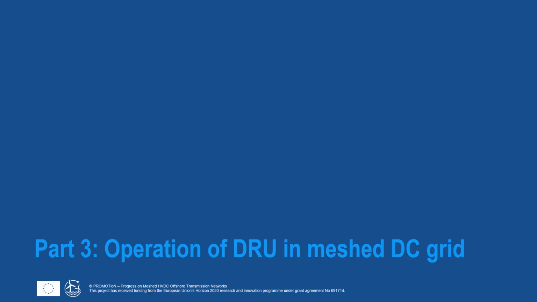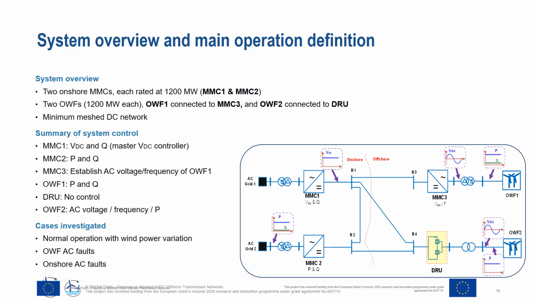In this part, the operation of DRU in meshed DC grid is studied. This shows the system configuration. So the system contains a minimum mesh as well as a point-to-point DC connection, as you see here. We have 2 onshore MMCs, each connected to a separate AC grid, and we have 2 offshore wind farms, one connects through a DRU and the other through a normal MMC.